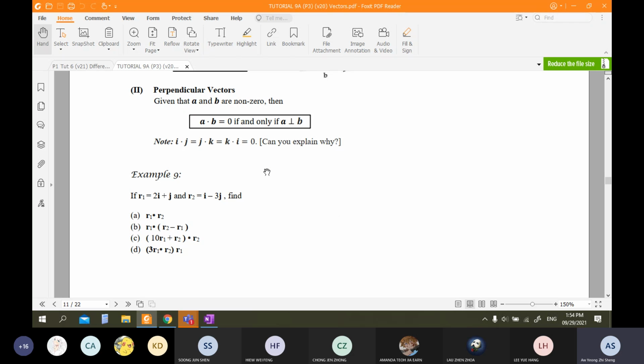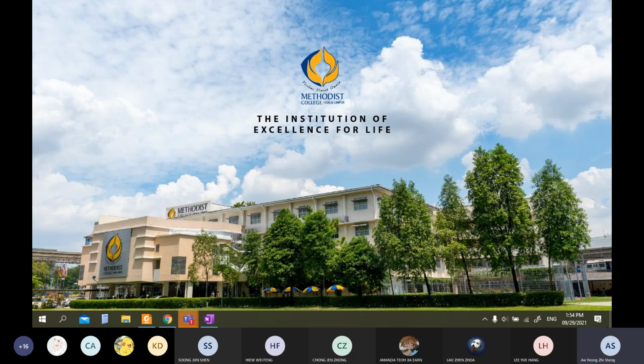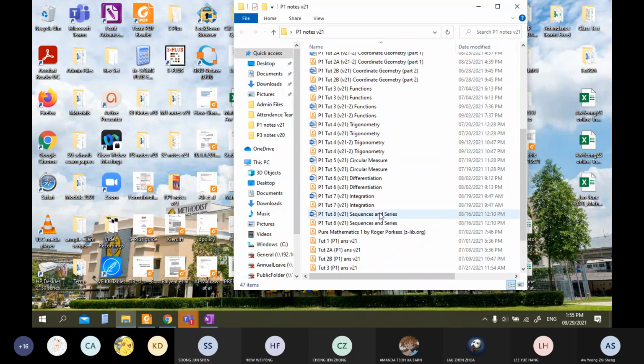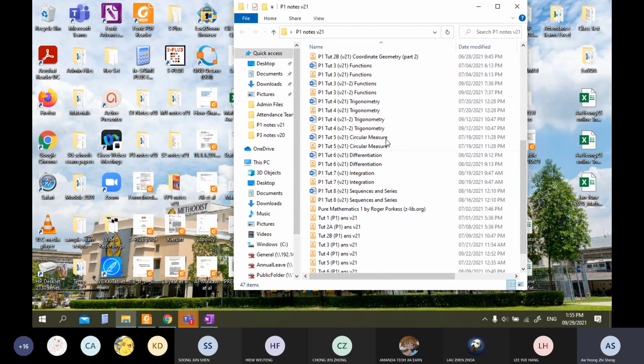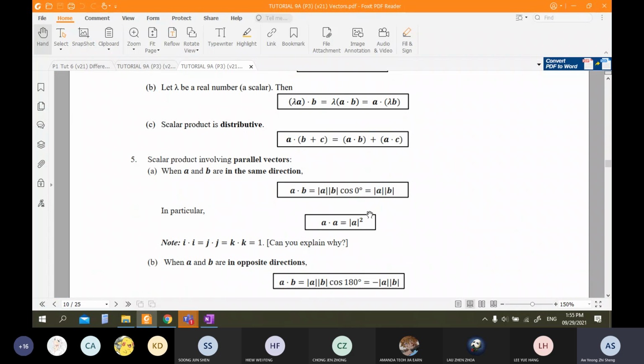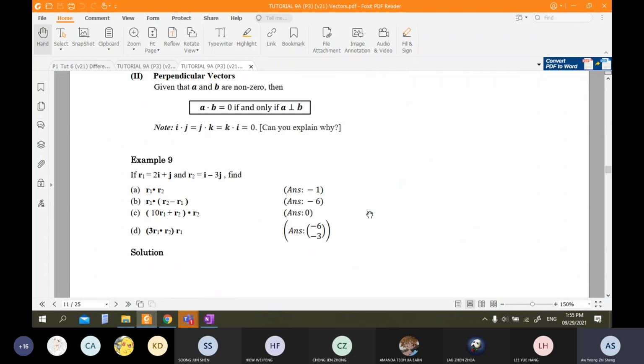Wait, I think I opened an older version of the notes. Yeah, the notes that I uploaded for you guys, I believe it looks a bit different. Wait. Oh no, it should be P3 notes. Yeah, this is the latest version.